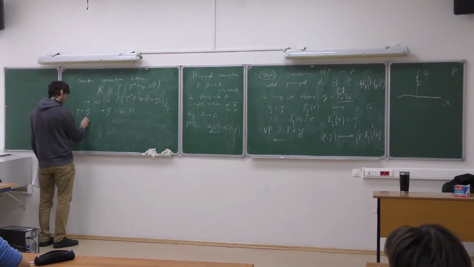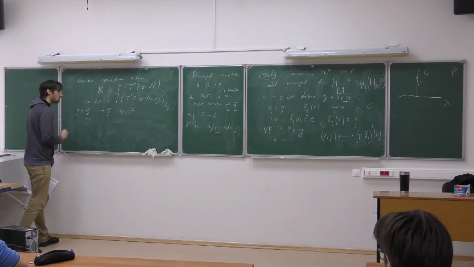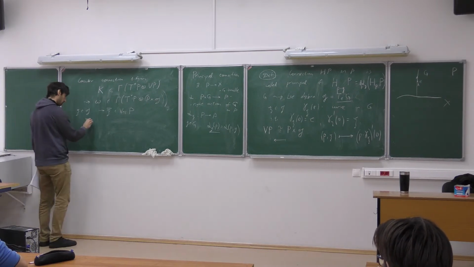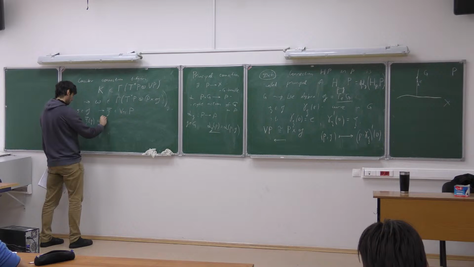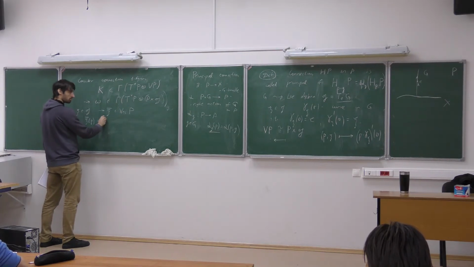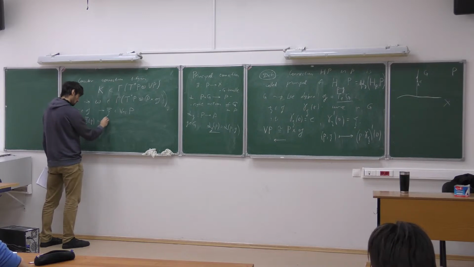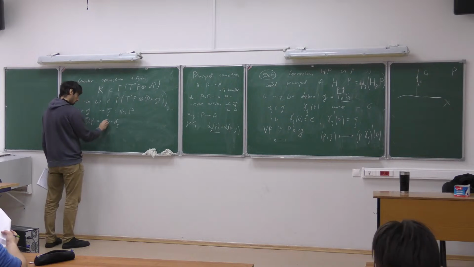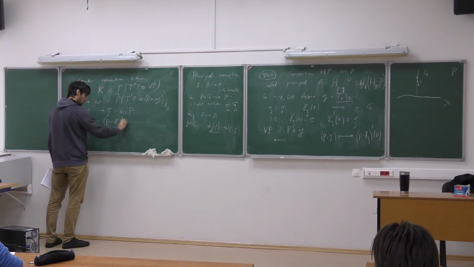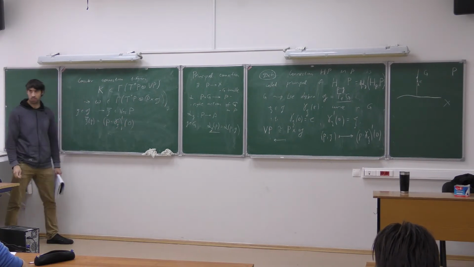And its value at point P is exactly what's written over there. So I take gamma psi acting from the right on P and take the tangent vector to this.